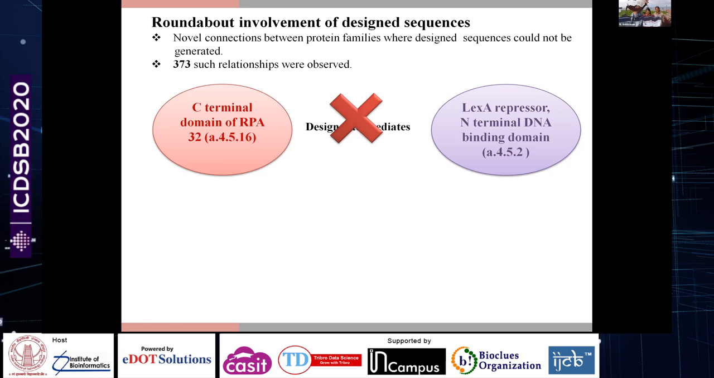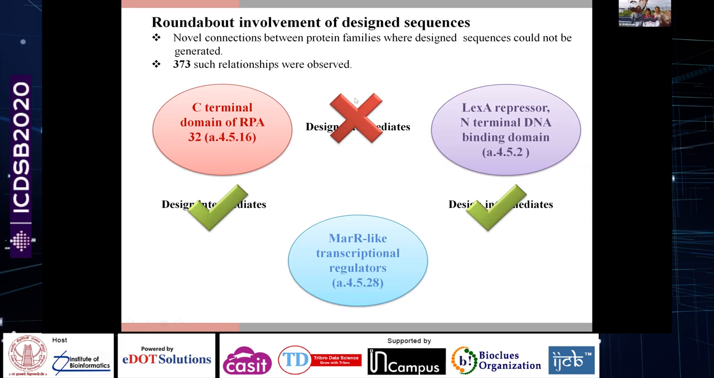Then we realized that the C-terminal domain of RPA is also related to the MarR transcription regulator family. And between these two families, we are able to generate artificial sequences, linker sequences. Between MarR and LexA, we are able to generate artificial sequences. So our profile-based search procedure, starting from the C-terminal domain of RPA as a query, first picked up MarR proteins, and then that could pick up the LexA proteins using these intermediate sequences. So, suppose you are driving your car every day from your house to your lab. Suppose this is your house and this is your lab.